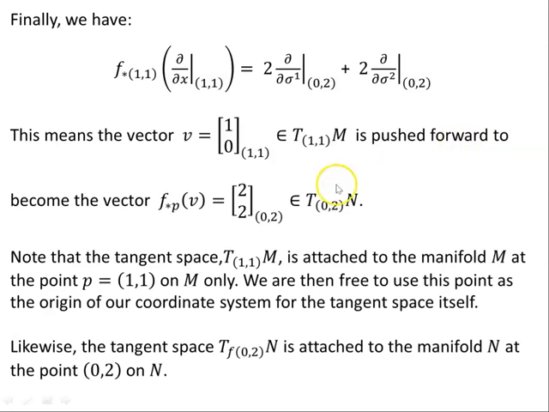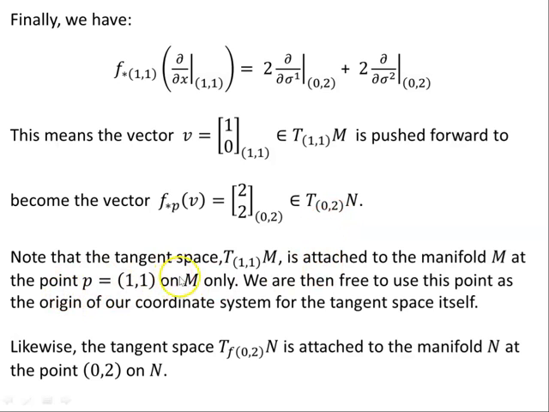All right, v is pushed forward to become the vector f star p of v equals 2, 2, which, writing in component form, is (2, 2) at (0, 2), an element of the tangent space to N at the point f of p equals (0, 2).